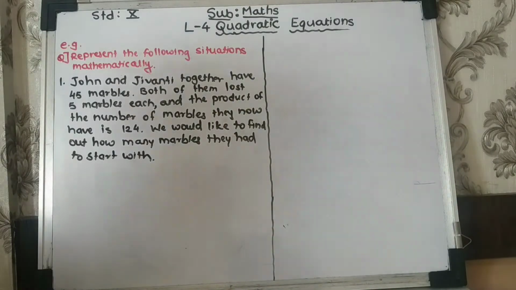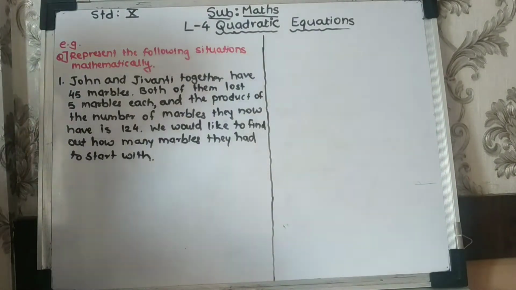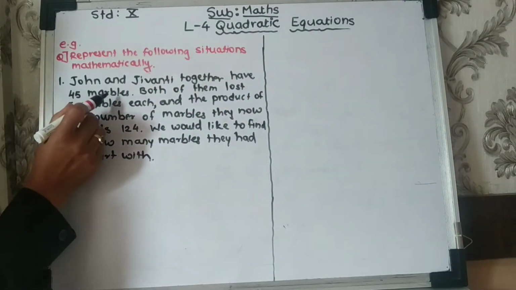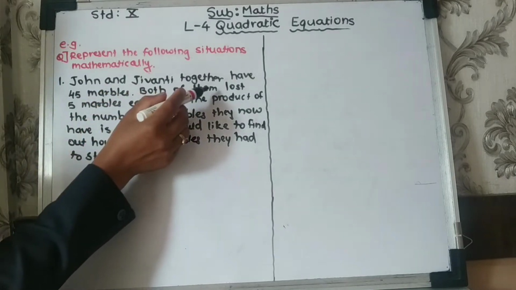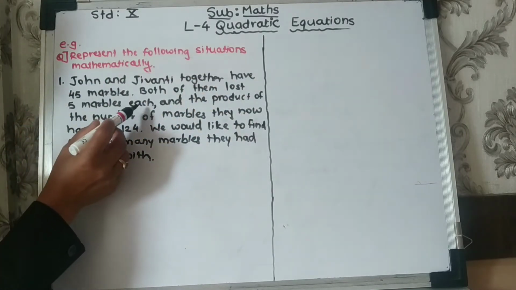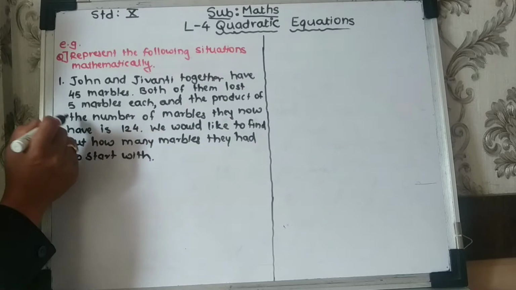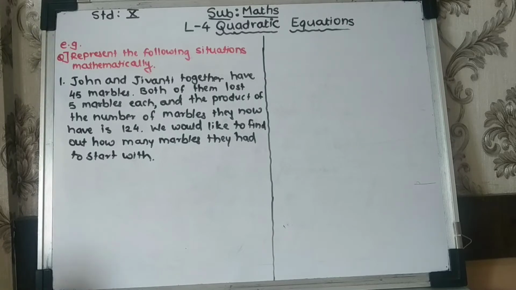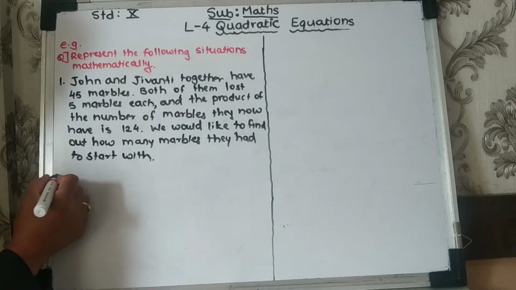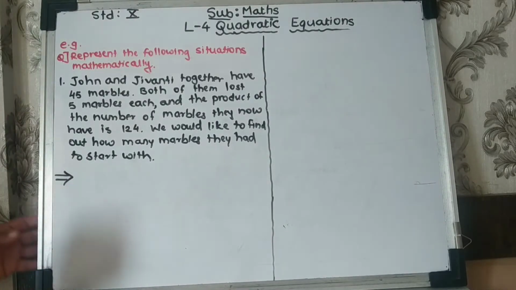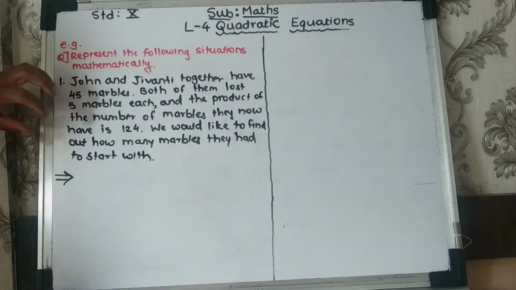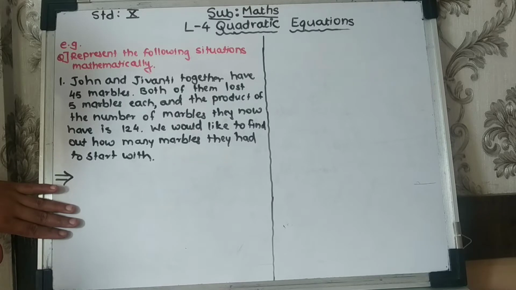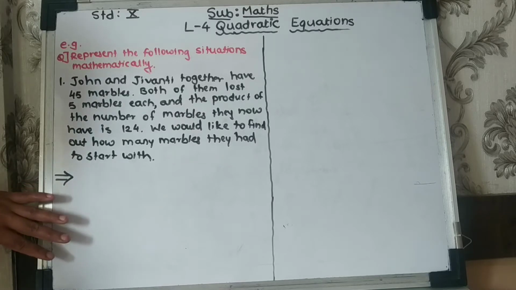So let us see this example. John and Jeevanti together have 45 marbles. Both of them lost 5 marbles each, and the product of the number of marbles they now have is 124. We would like to find out how many marbles they had to start with. Now, to represent this written situation in a mathematical way, let us see step by step.